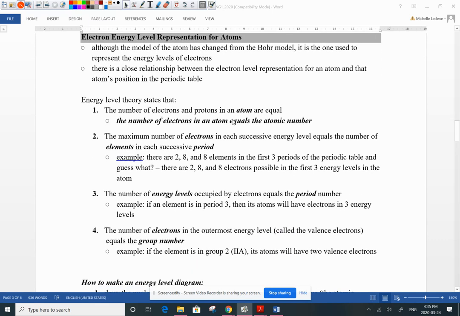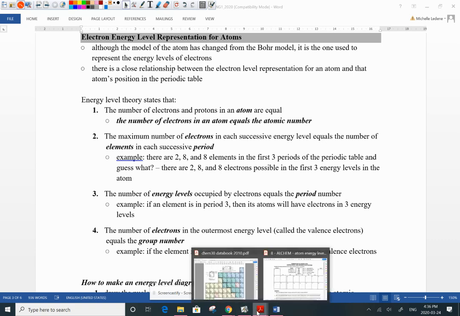So we have to understand that if you know the atomic number, you know the protons, you also know the electrons. They're equal to one another because atoms have no charge. They are neutral. The maximum number of electrons in every energy level is going to equal the number of elements in each period. So 2 electrons in the first period, 8 in the second, and that's how many electrons you're going to have in your energy levels.